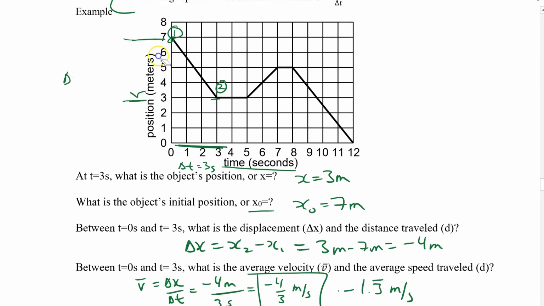Okay, so I'll just wipe this clean here. So between 3 would be here, and 12 would be over here. So I'm just interested in here, this will be my delta x. So my delta x is I started at a position of 3 and I ended at a position of 0. So this is going to be equal to -3 meters.